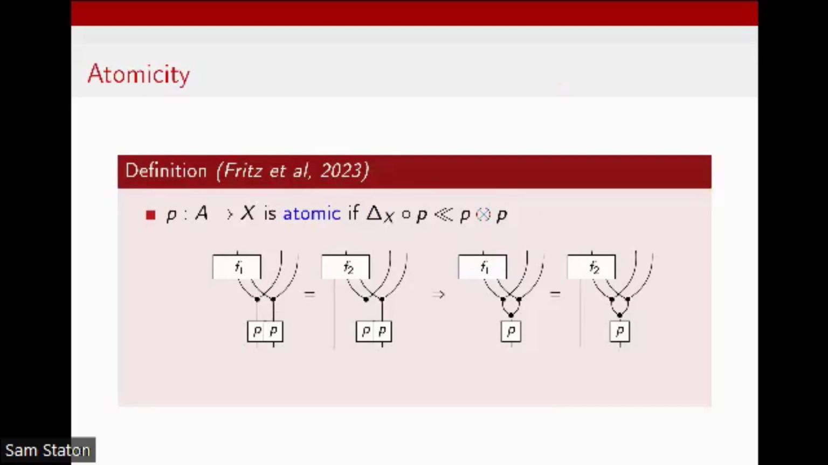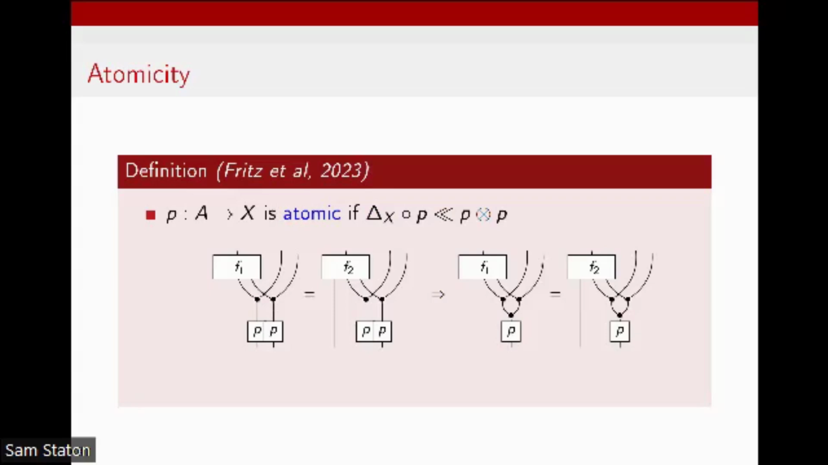So first we say that the morphism P in a Markov category is atomic if copy after P is absolutely continuous with respect to P tensor P. So P tensor P almost sure equality implies copy after P almost sure equality. There's a graphical depiction of it if this seems a bit too complicated. We say that P is atomic if, when the equation on the left holds, then the equation on the right also holds.